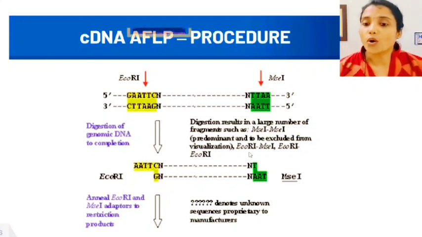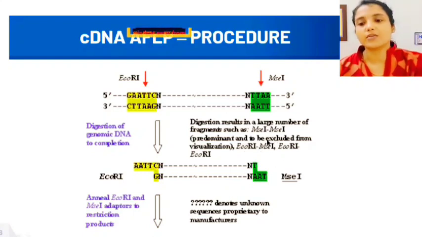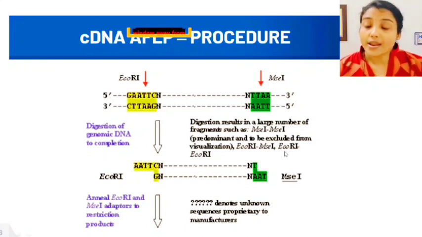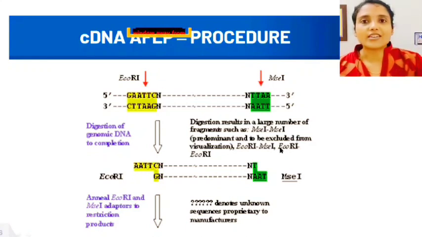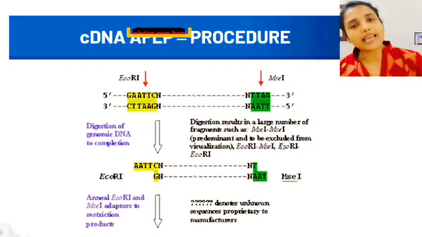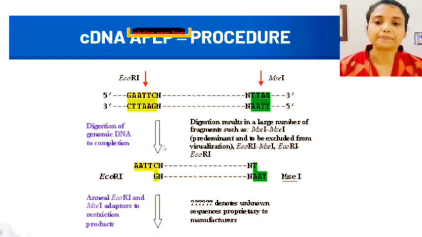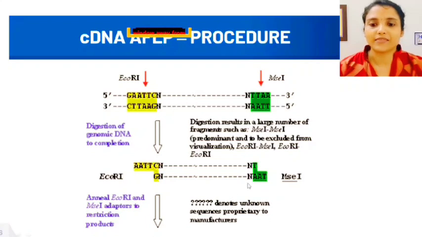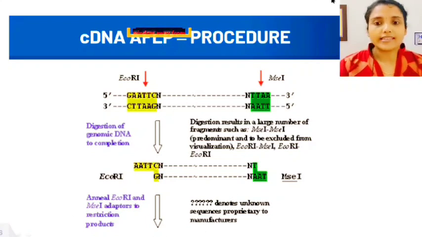Okay. You will also have pieces which are cut by EcoR1 on one side and by MSE1 on the other side. This is the example for that one. And also another set of fragments which are cut at both ends by EcoR1. Okay, so this is the same thing. Okay, then what is the second step? So that is the digestion step. I hope that is clear.